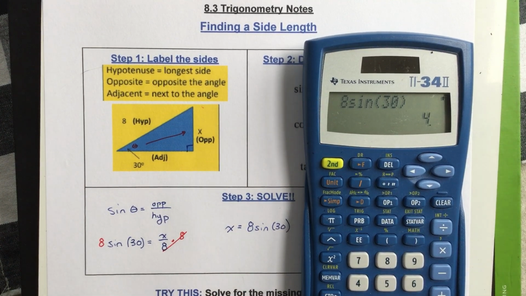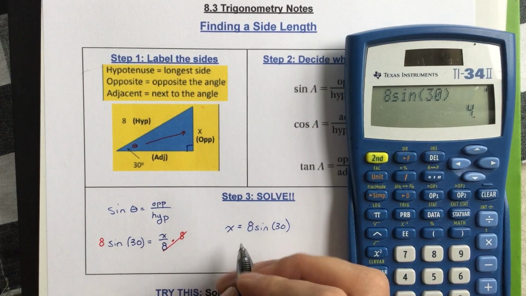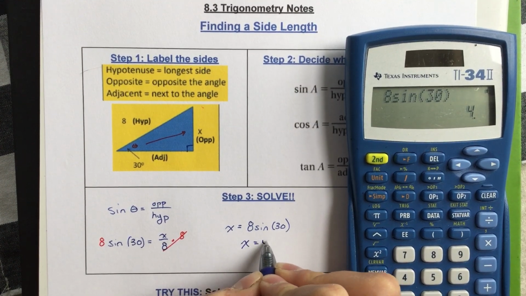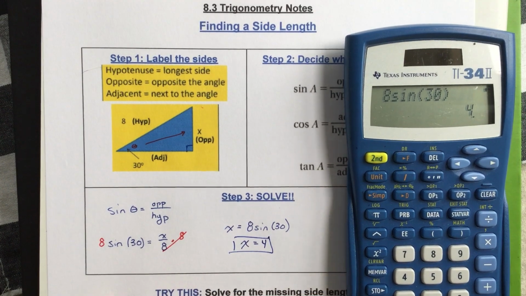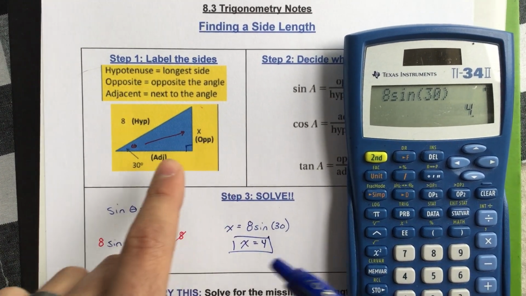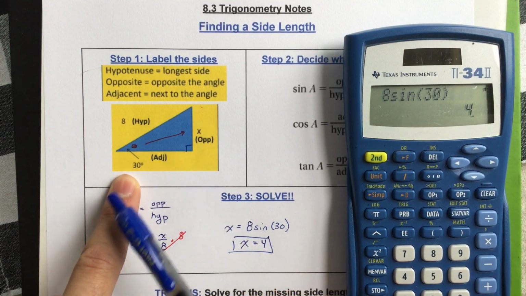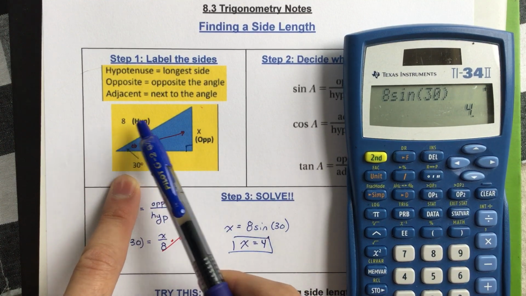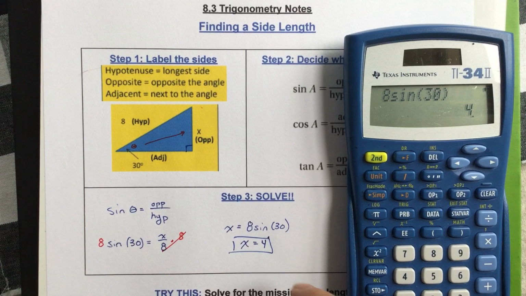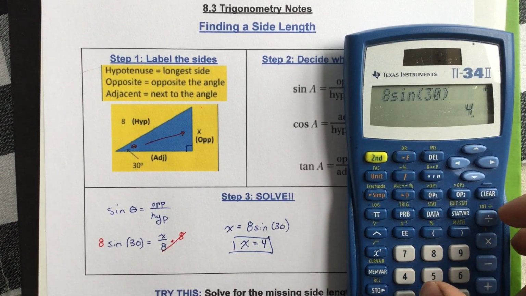My solution is a length of 4. So x equals 4. Right, so this is 4 right here. It makes sense because if you remember from special right triangles, this is actually a 30, 60, 90 triangle. The hypotenuse is 2 times the smaller leg, so my answer is 4.